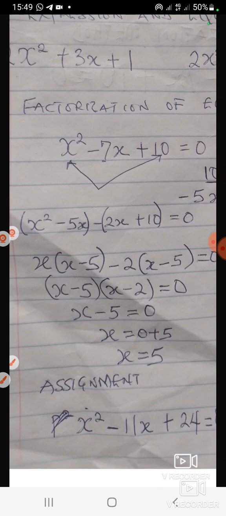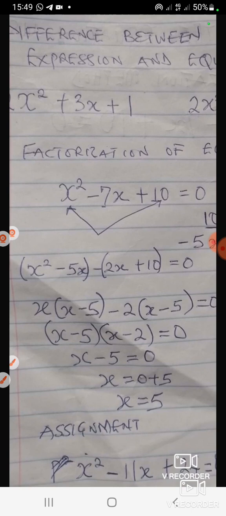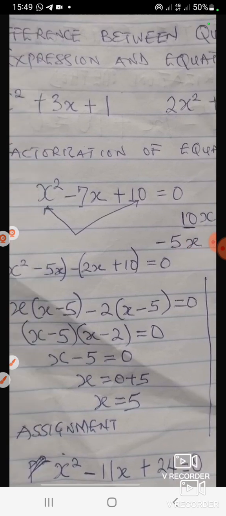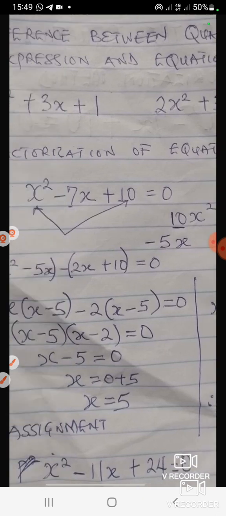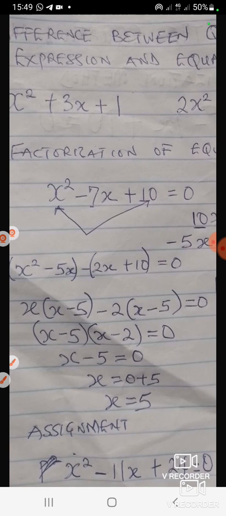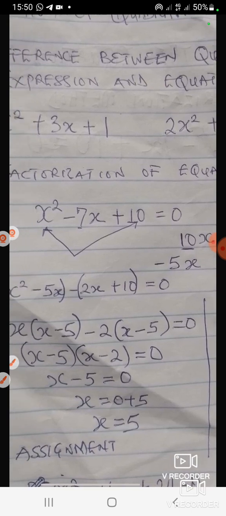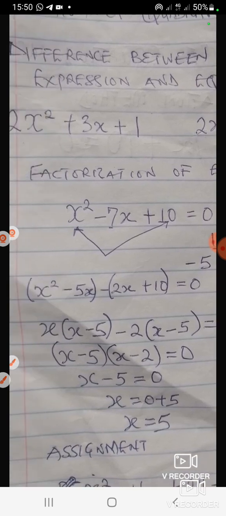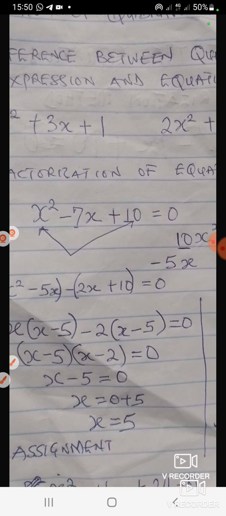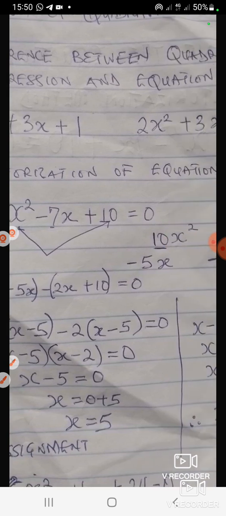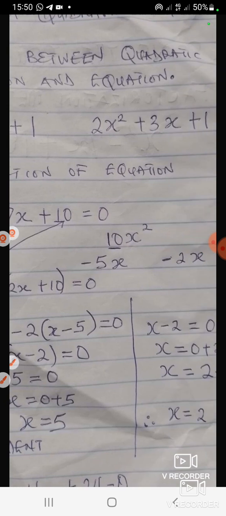So let me use this as an example. So that will be a guide for your holiday assignment. Now look at x squared minus 7x plus 10 equal to 0. That's the given equation and we are to factorize it. So what you need to do, out of the three terms, we have x squared, that's the first term there, minus 7x is the second, which is the middle one, plus 10 is also the last term there. So what you need to do, look at the arrow, is x squared multiplied by 10. When you multiply the x squared and the 10 together, you're going to have 10x squared.